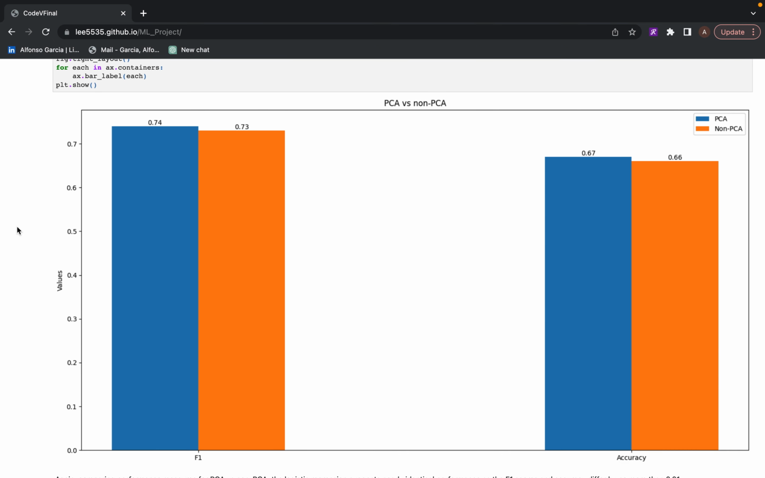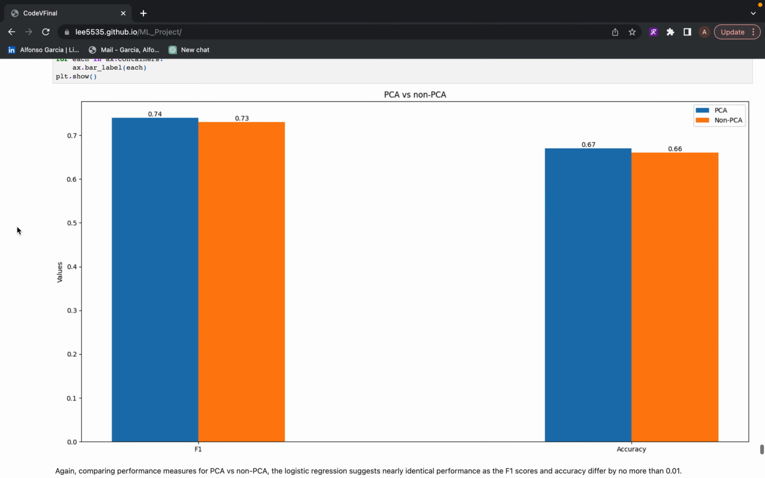Finally, we see a comparison of accuracy across both the PCA and non-PCA runs, again validating that models perform generally similarly.